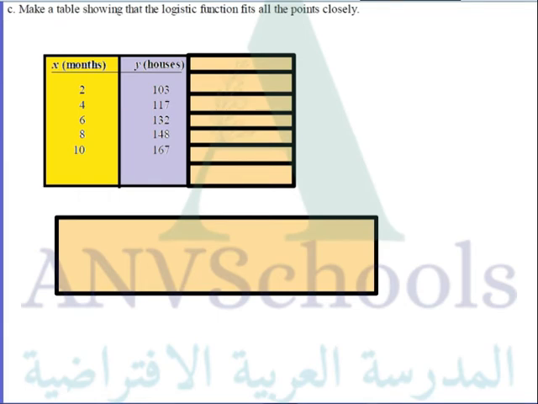Letter C, make a table showing that the logistic function fits all the points closely. So first we have to write our logistic function, and our logistic function is 1000 divided by 1 plus 10.0106 times 1.0721 raised to negative x.